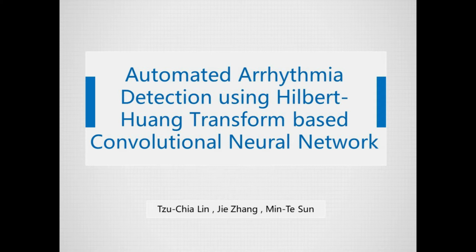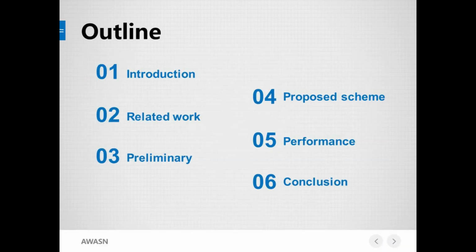I'm very happy to be here and share the research conducted by Zijialin, Chen Shan, and Mendelsohn for National Central University. The title of the publication is Automated Arrhythmia Detection Using Hilbert-Huang Transform Based Convolutional Neural Network. This presentation will be divided into 6 parts: Introduction, Related Work, Preliminary, Proposed Scheme, Performance, and we will finally get to the conclusion.